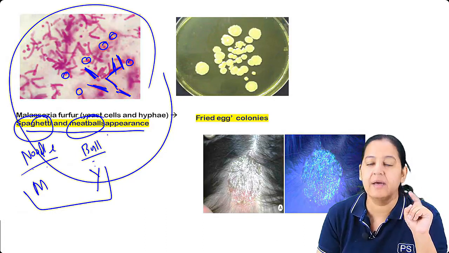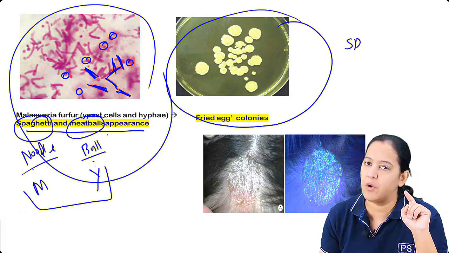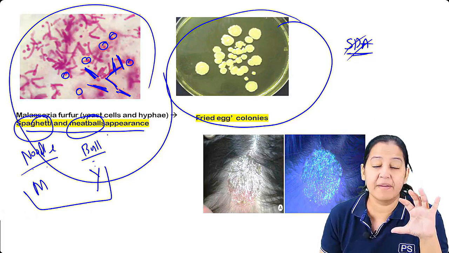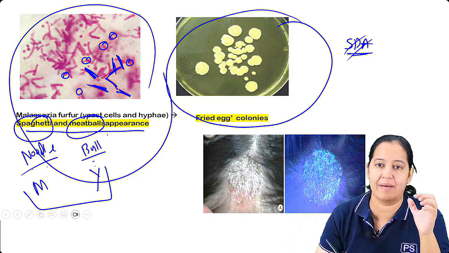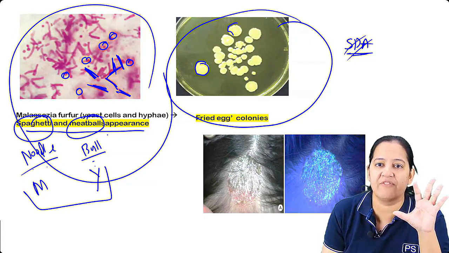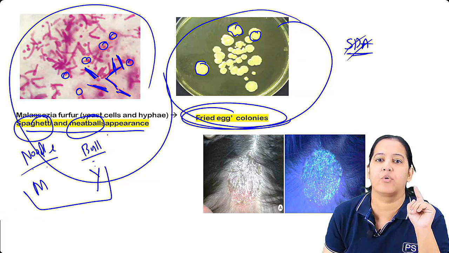Coming to the culture. If you do a culture on SDA agar, Sabouraud's dextrose agar, which we always use for fungus, what is the appearance of the colony? Have you ever eaten a fried egg? You can see it looks like an egg on a pan, with the boundaries of an egg. So it is known as fried egg colony.